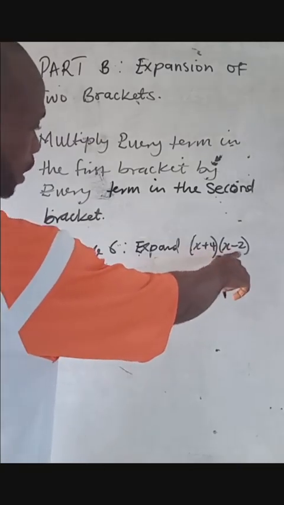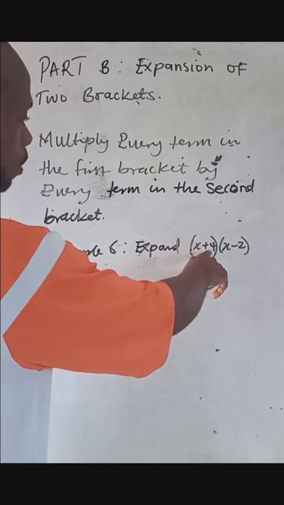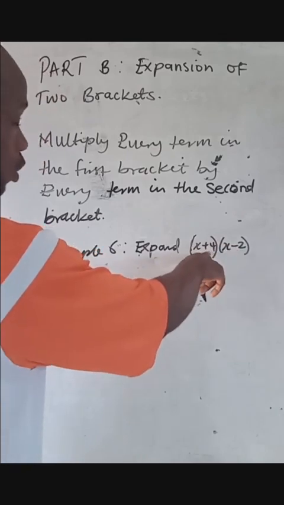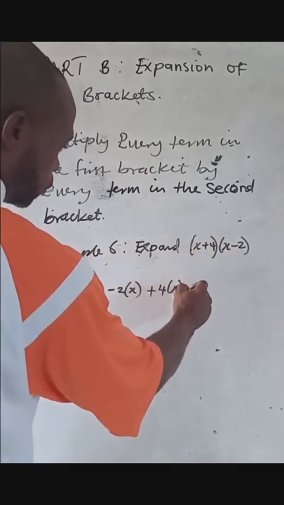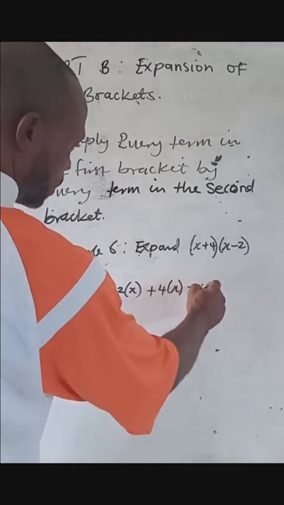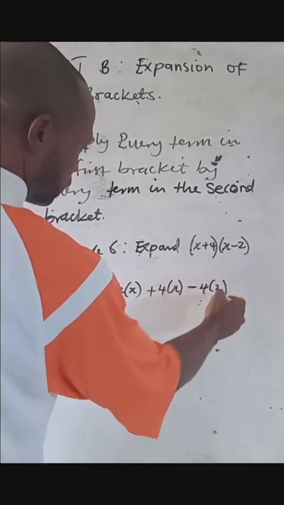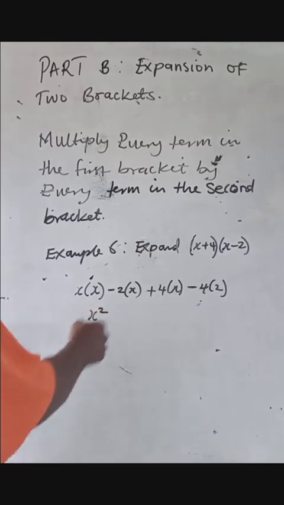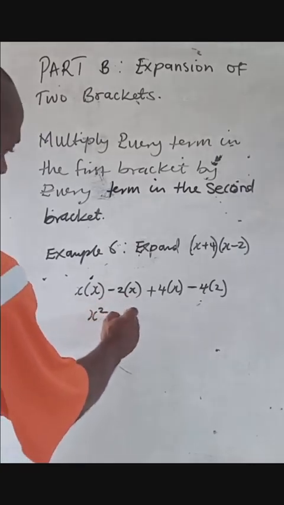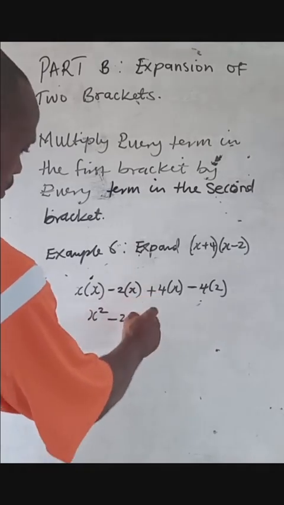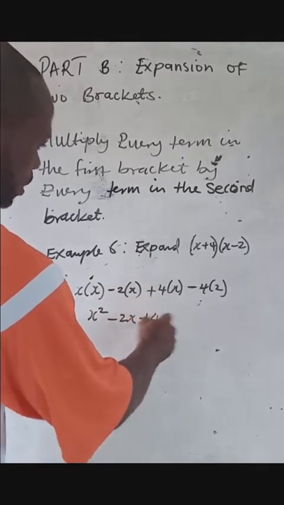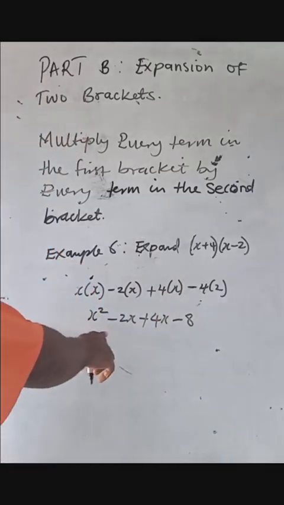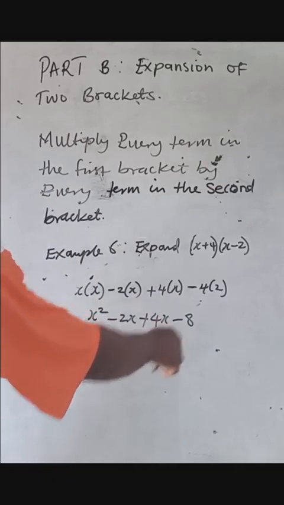Plus 4 multiplied by negative 2. Positive 4 multiplied by negative 2 is going to be, this negative sign will change the positive sign here to negative. So it becomes negative 4 multiplied by 2. So x multiplied by x is x squared. Minus 2 multiplied by x is minus 2x. This is plus 4x. And this is minus 8. So x squared minus 2x plus 4x minus 8.